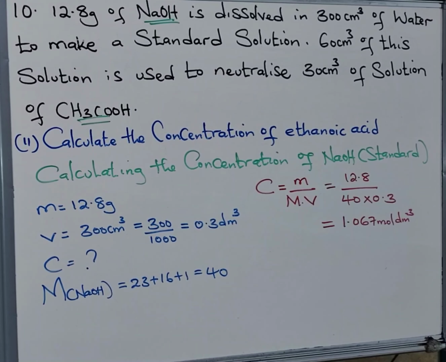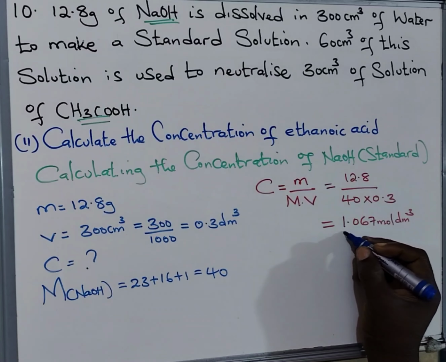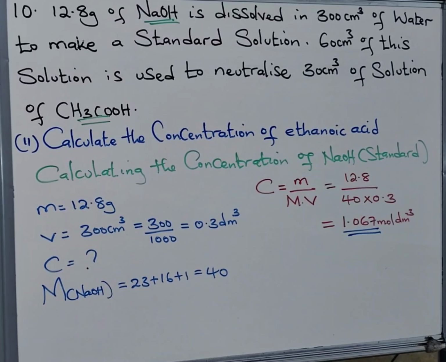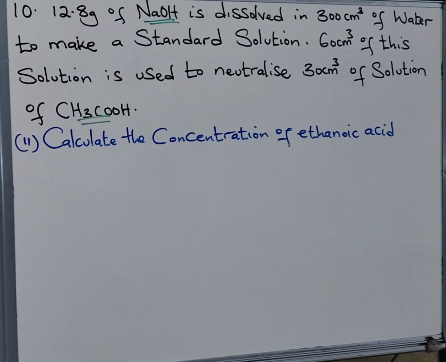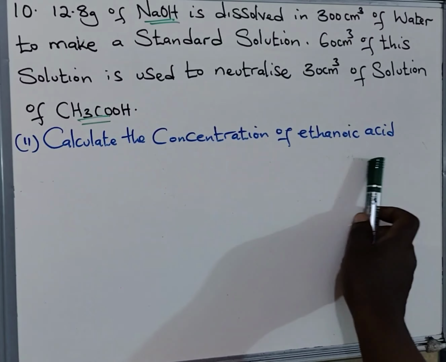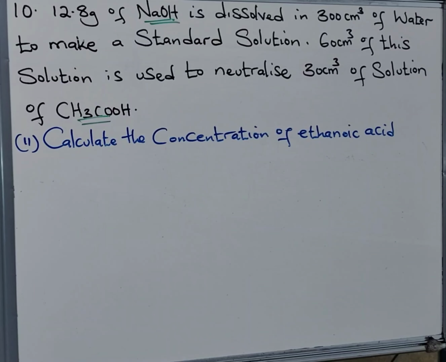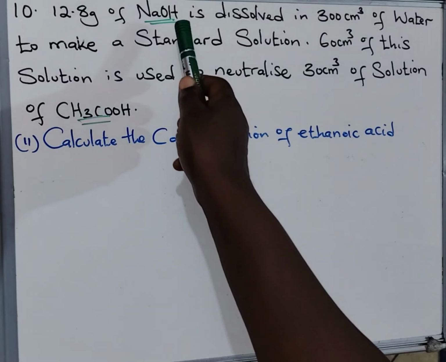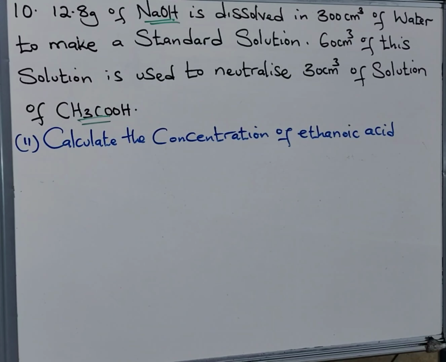So there we are. 1.067 moles per cubic decimeter is the concentration of the standard being sodium hydroxide. So now, after calculating the concentration of the standard, what is the next step? Next step is to calculate the number of moles of sodium hydroxide which reacted.